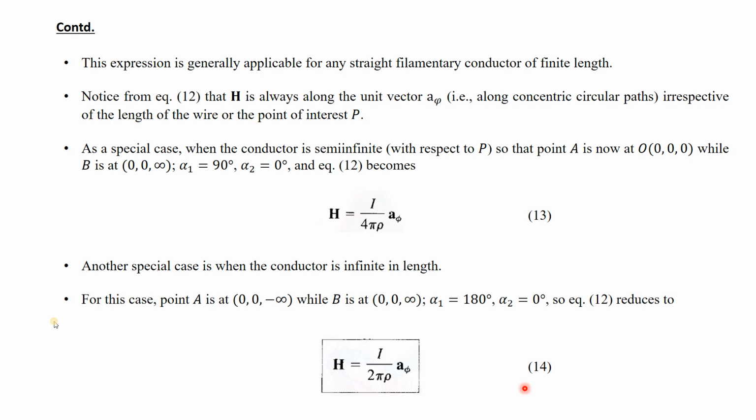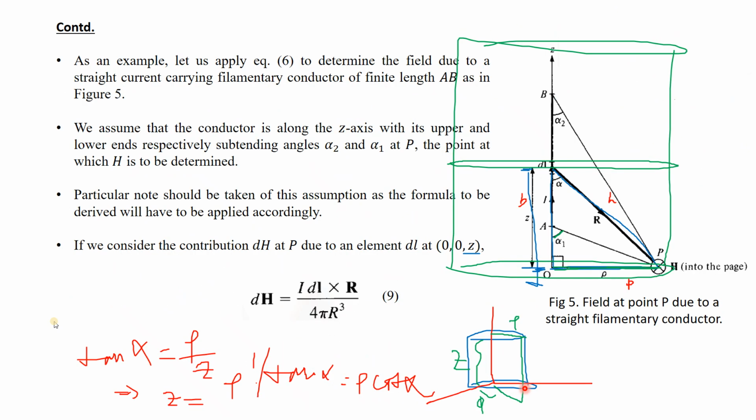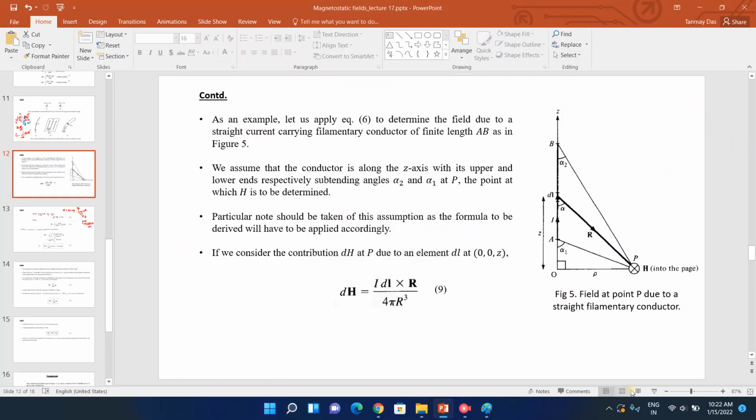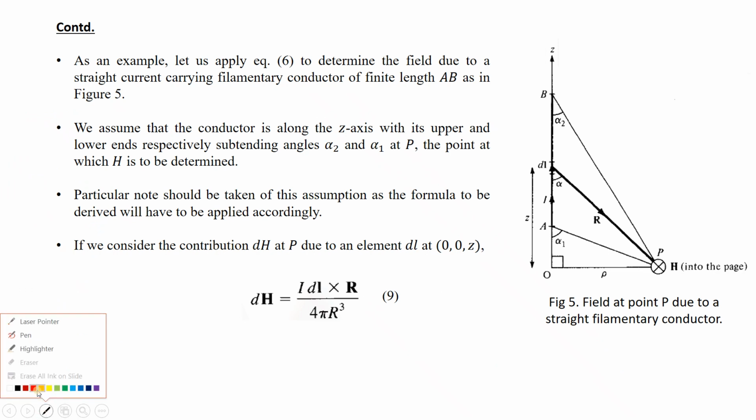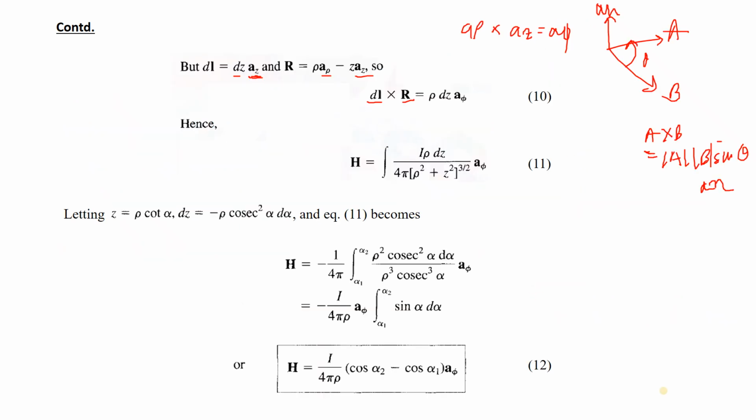So as a special case, when the conductor is semi-infinite, point A is now at the origin while point B is at infinity. Semi-infinite means it is represented in such a way that point A is over here and it is infinitely long upwards. B is somewhere at infinity. So it is infinitely long.